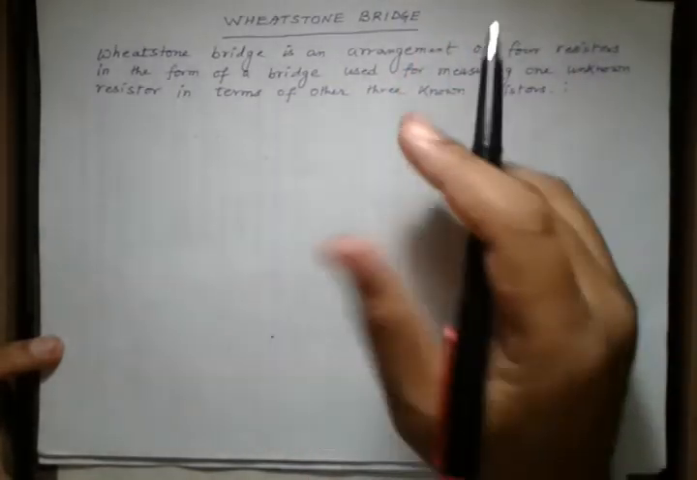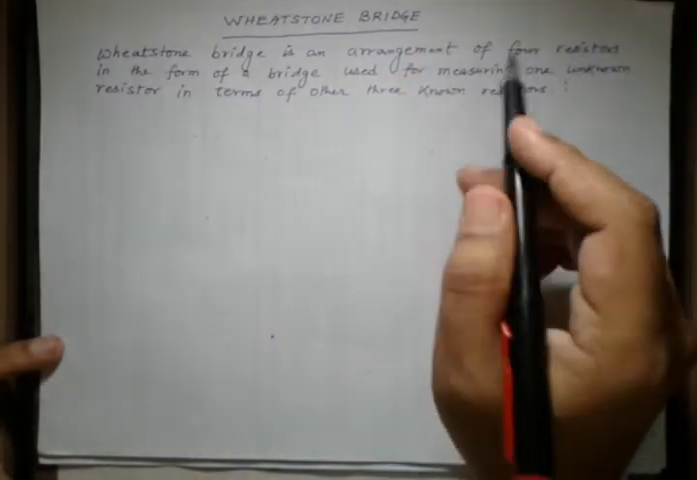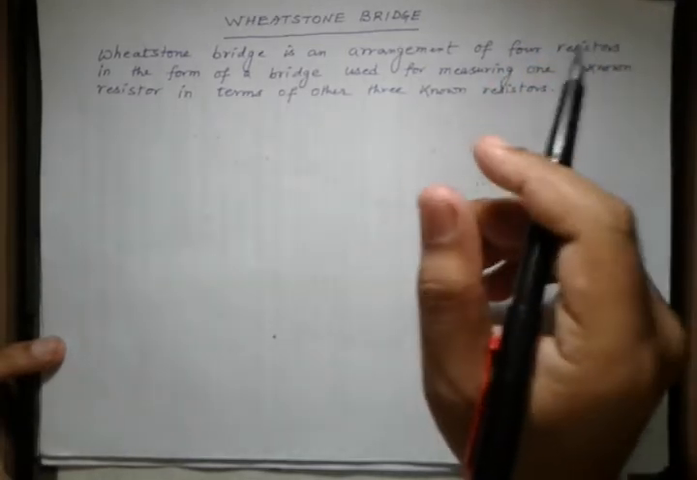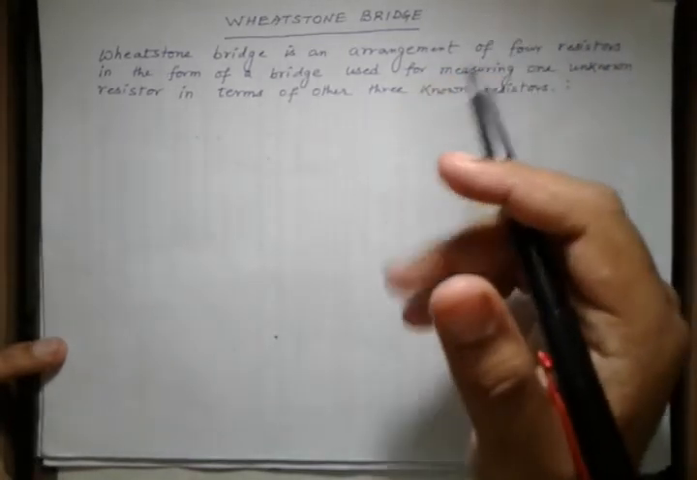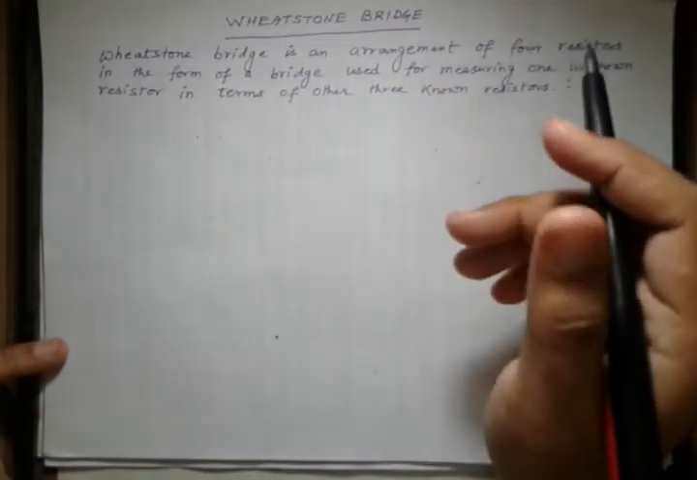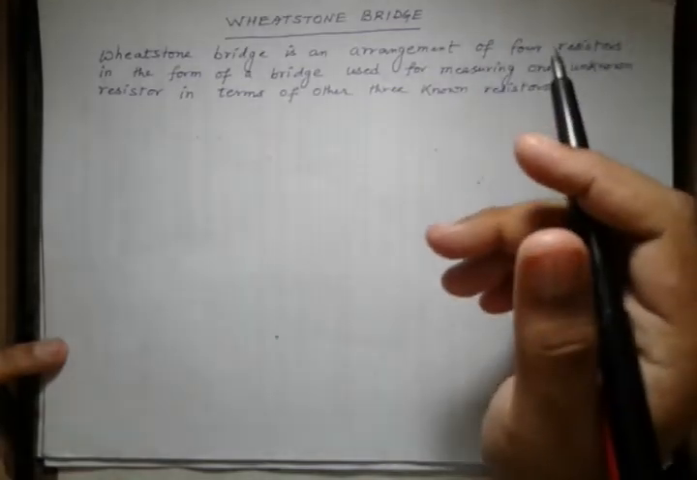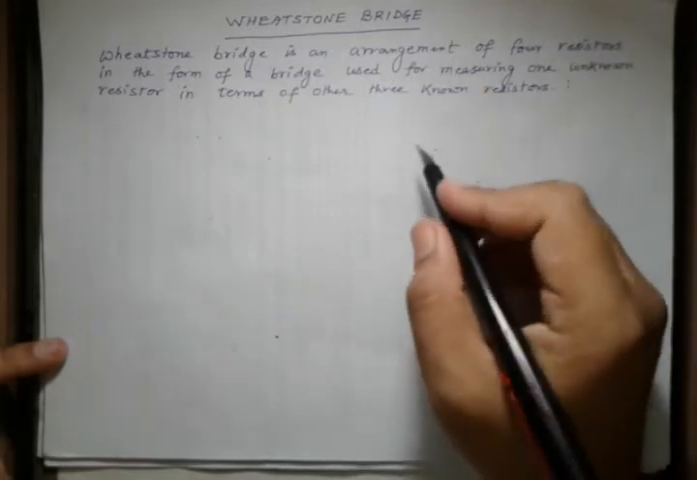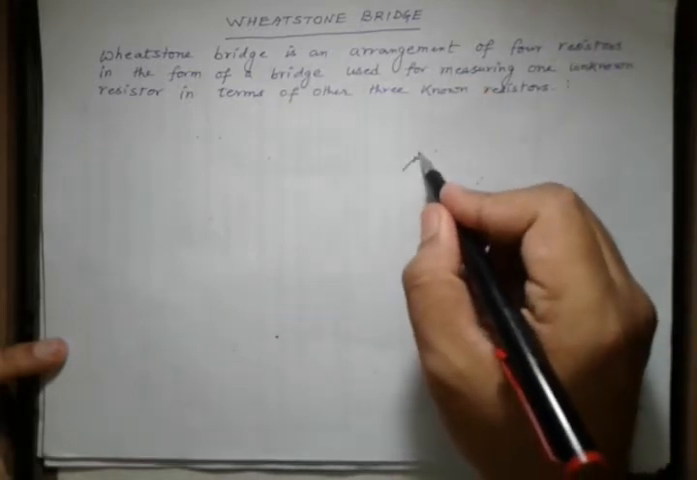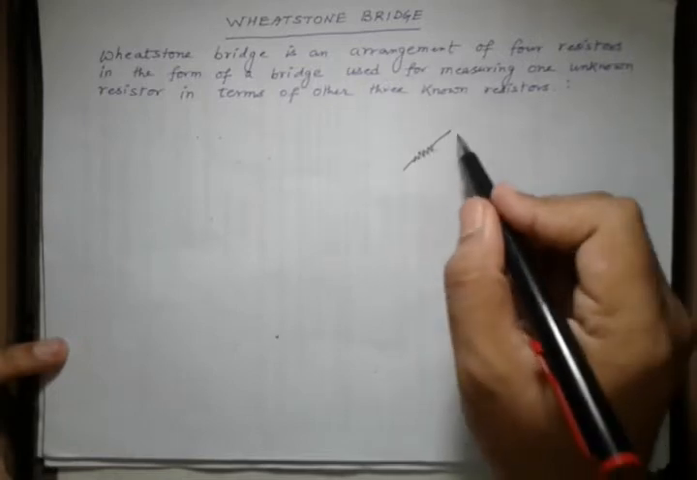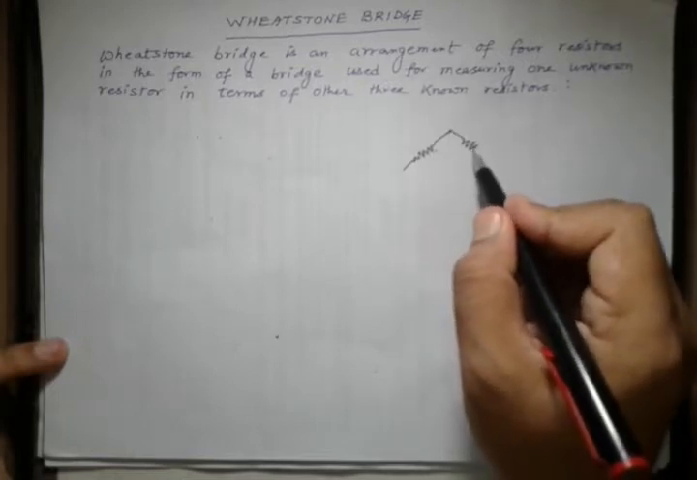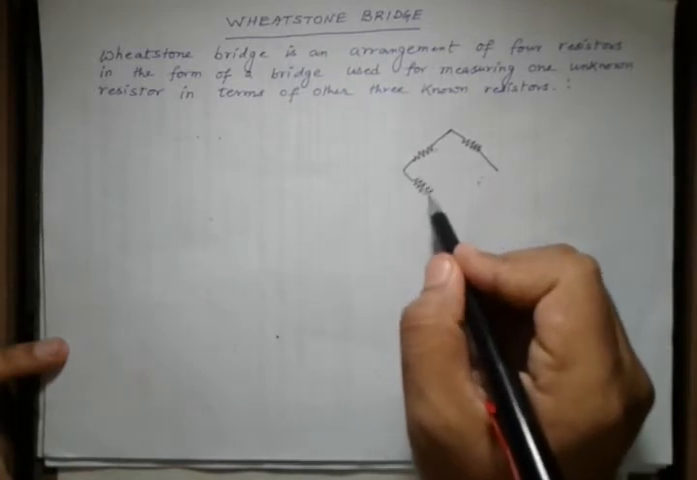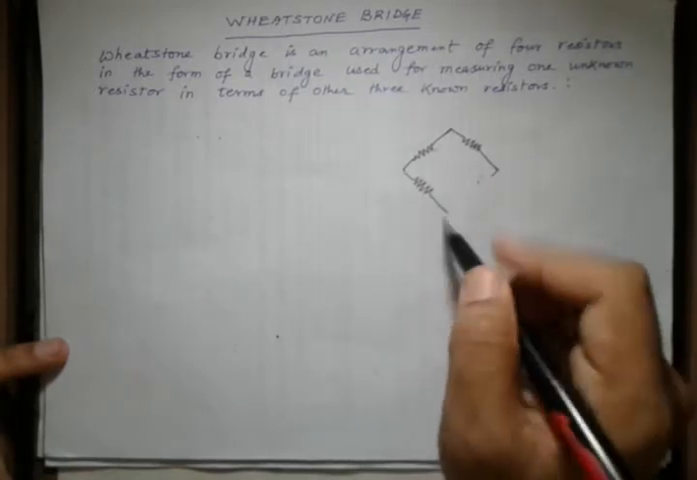Now we'll draw the exact diagram of the Wheatstone bridge so that you can understand how it looks, and after that we'll explain how we can find out the unknown resistance using this setup. So see, this diagram will look like this. This is one resistance, this is another. It looks like a kite.